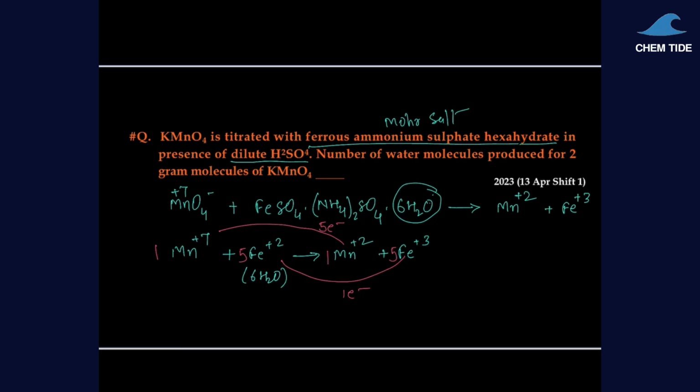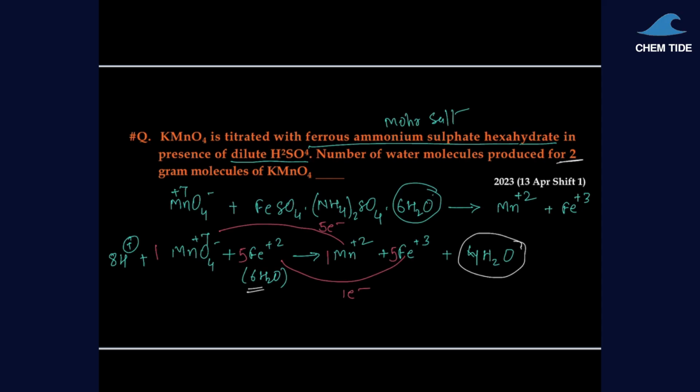So let me use MnO4 minus. 4 of oxygen is involved in acidic medium, so I'll write 4 of H2O, and this will give us 8 of H plus. So technically the 4 H2O is coming extra apart from this 6.